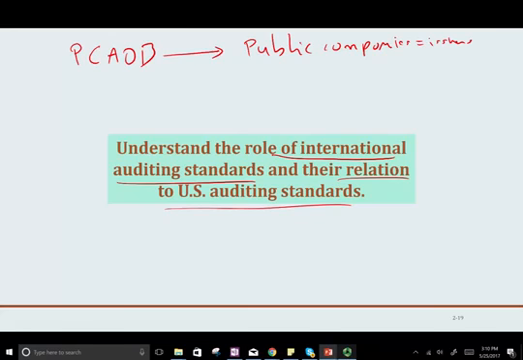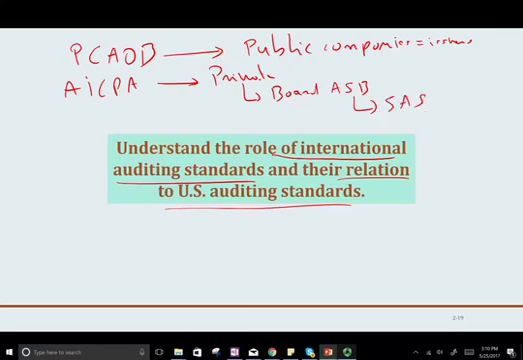Then, I believe in the prior session, we looked at the AICPA, and we said the AICPA sets the standards for the private companies, which are non-issuers. They're not publicly traded. And if you remember, the board is called what? The board is called the Auditing Standards Board, ASB, and the ASB issues SASs, statements on auditing standards. Basically the SASs are what we call generally accepted auditing standards.